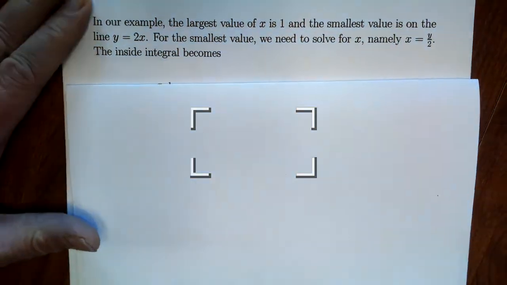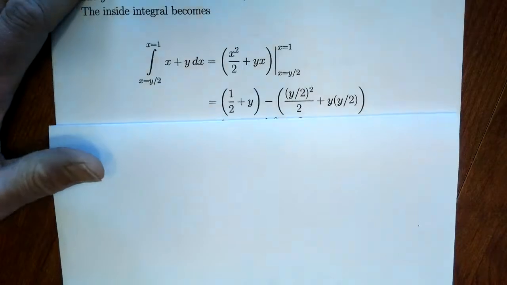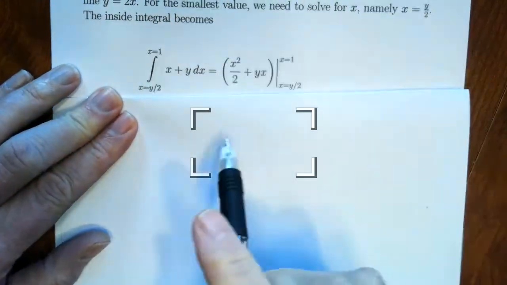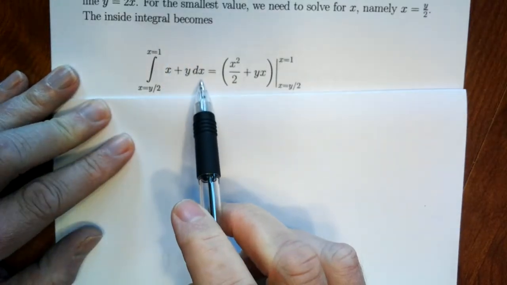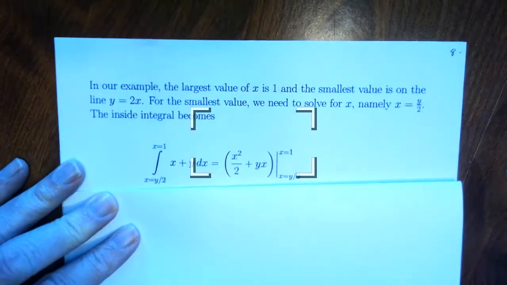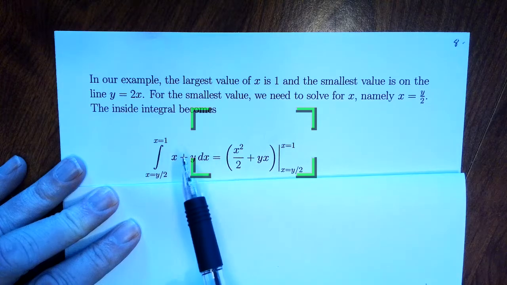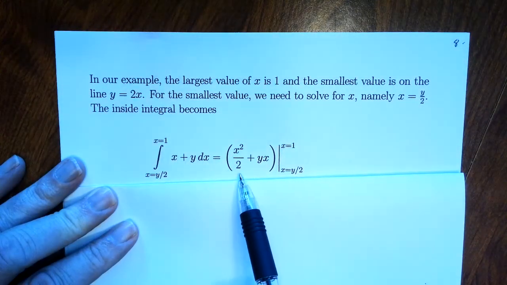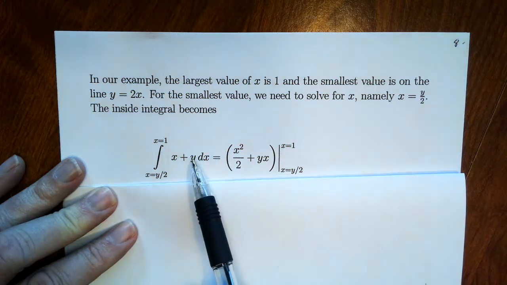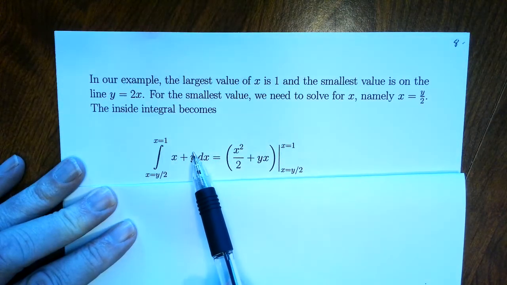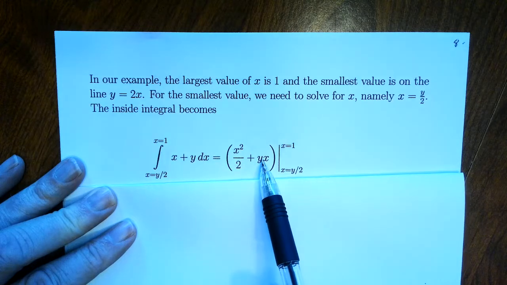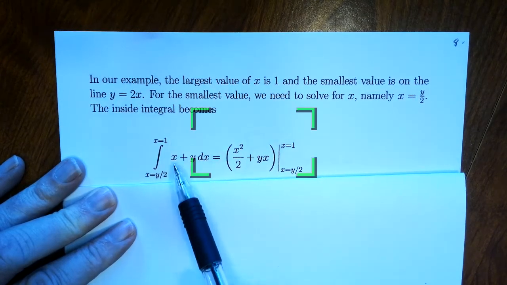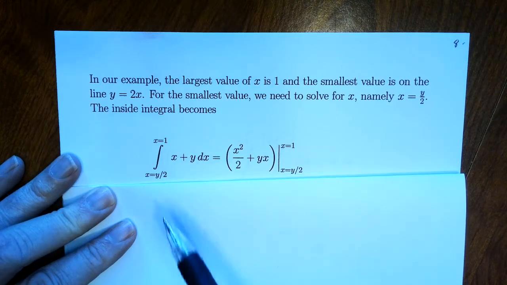So now our inside integral, just the inside integral, becomes the integral from x equals y over 2 to x equals 1 of x plus y dx. If we integrate this with respect to x, the antiderivative of x is x squared over 2. If we integrate y with respect to x, we're treating y as a constant, so this will just be yx. Now we will substitute the endpoints 1 and y over 2 in for x.